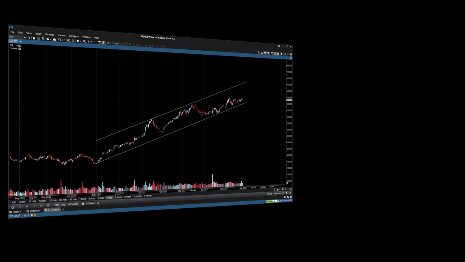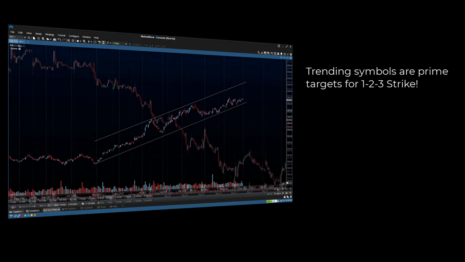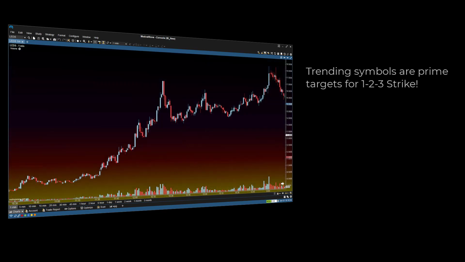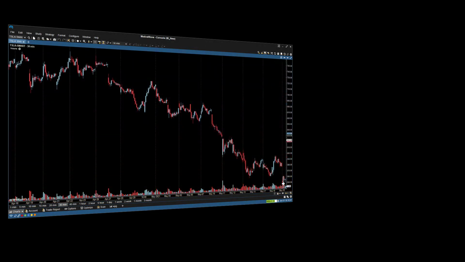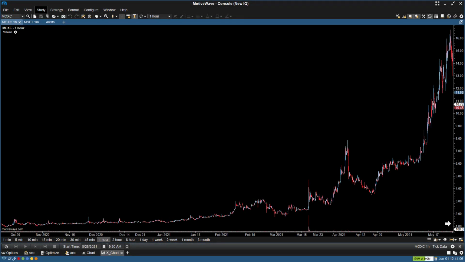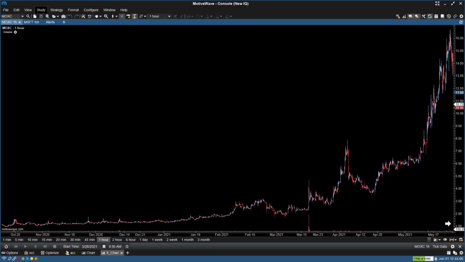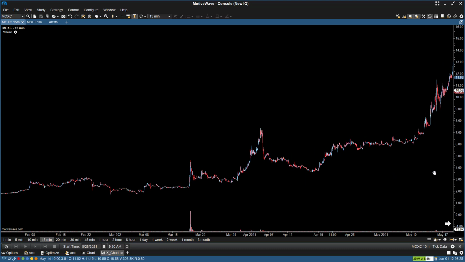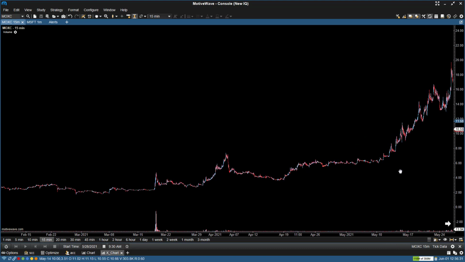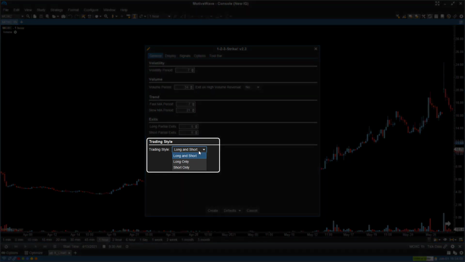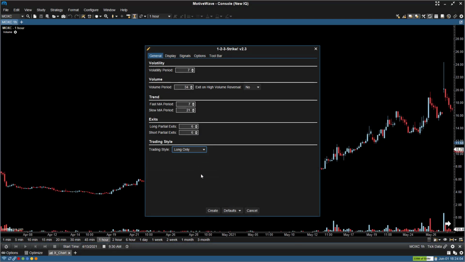When a symbol is in a trend cycle with definite direction, we can use 1-2-3 Strike to profitably scale in and out of trades and ride the prevailing momentum by taking advantage of the current trend. Let's take MOXC for example, which recently experienced a big breakout over prior highs. On the daily chart, it's experiencing a parabolic move upwards, and on the intraday chart, this ultimately upward trend has been visible for the past couple of weeks. So let's apply 1-2-3 Strike and bias ourselves to the overarching trend by selecting long only.